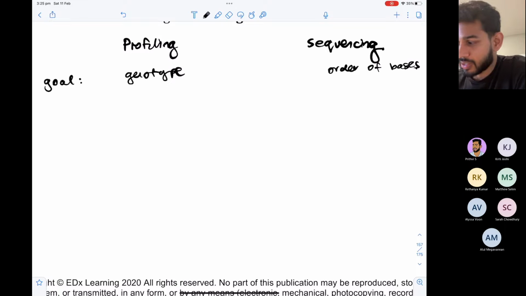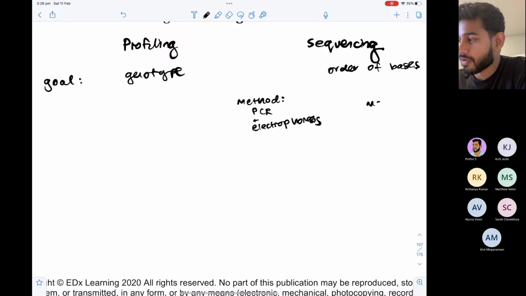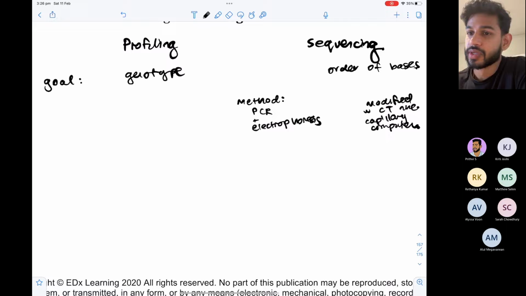Yes. Good. So then a similarity is method, right? Both use some degree of PCR plus electrophoresis. But if it was a 6-mark question, for example, you would say sequencing uses a modified PCR with the chain terminating nucleotides, and it uses capillary electrophoresis with computer technology, etc.